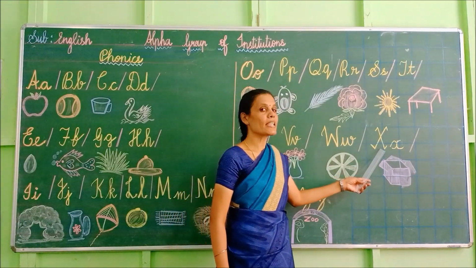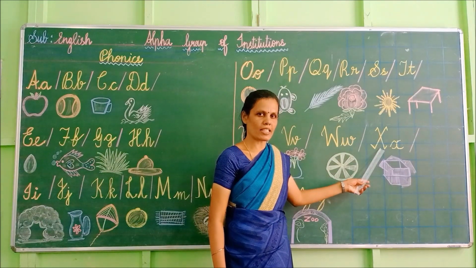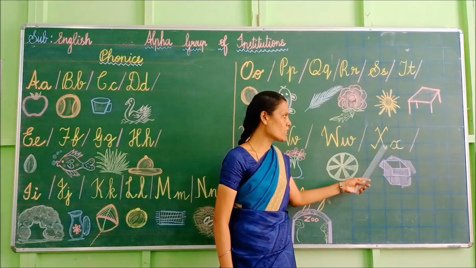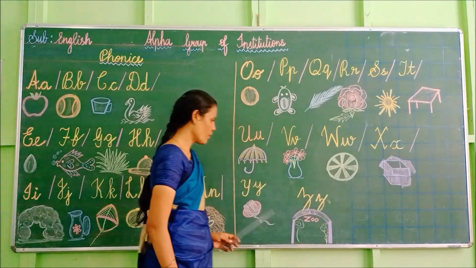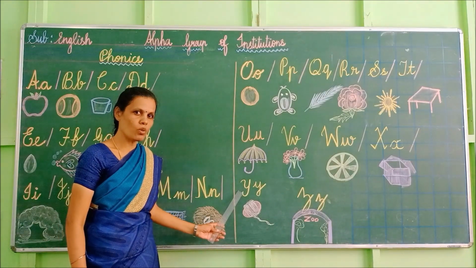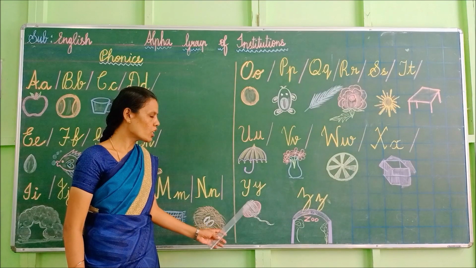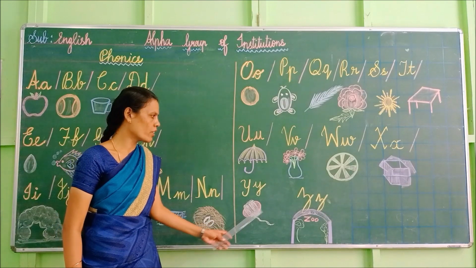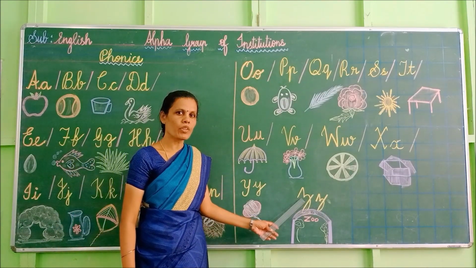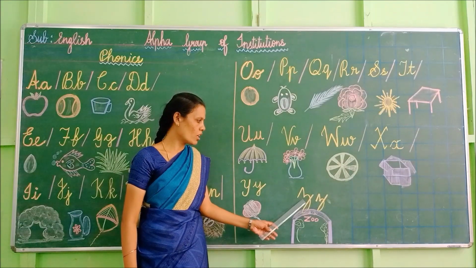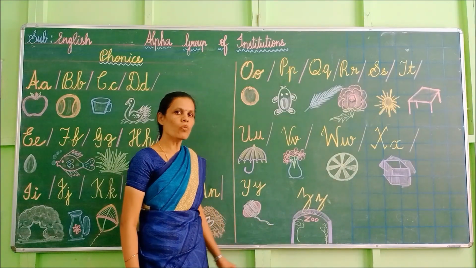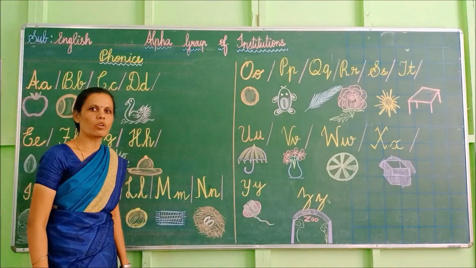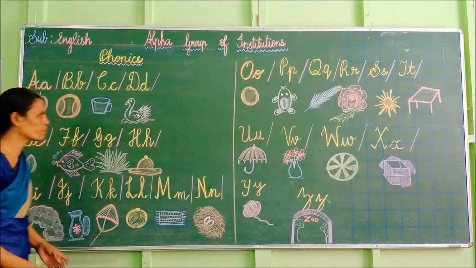Next one. X. What letter is this? X. X sounds X. Box. Next one. Y. Y sounds Y. Yarn. Z sounds Z. Zoo. Now we have learned phonic sounds with the help of pictures. Now we are going to learn the sounds alone.